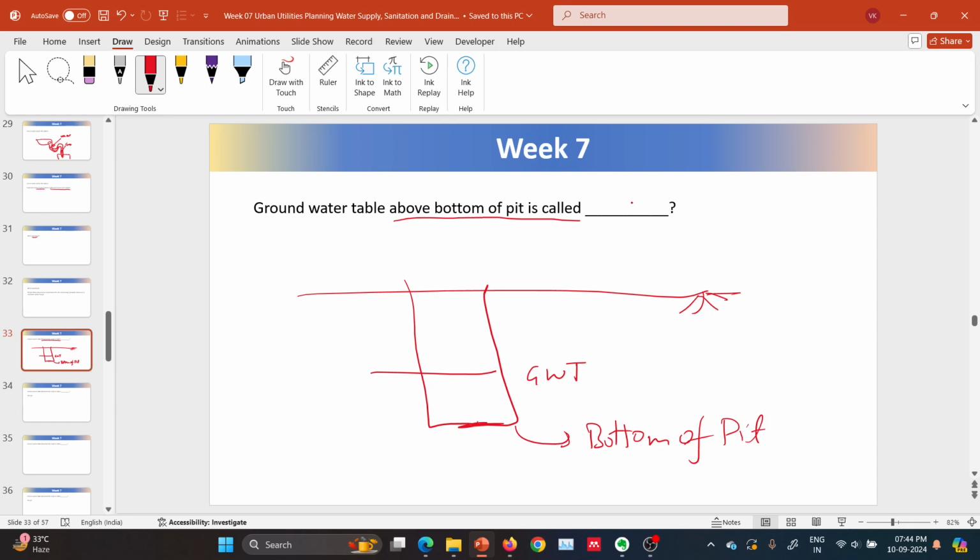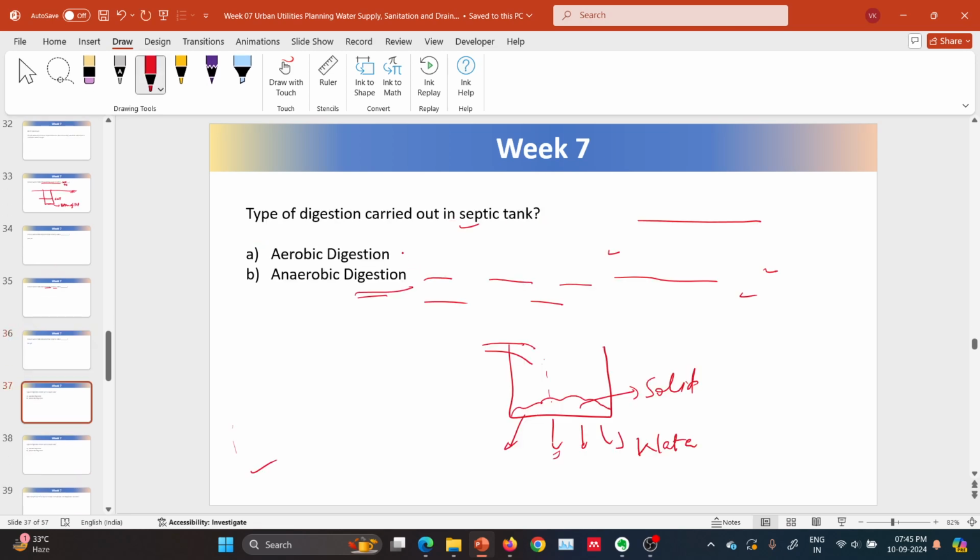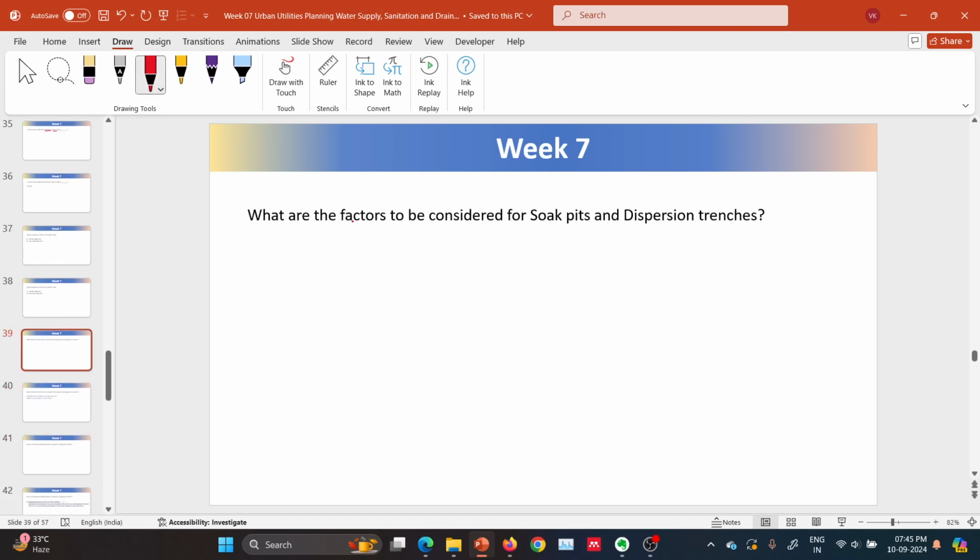So this is called wet pit. Groundwater table above the bottom of the pit is called dry pit. Type of digestion carried out in septic tank. So in septic tank, anaerobic digestion is carried out because the presence of oxygen is less, and that's why it is anaerobic digestion. What are the factors to be considered for soak pits and dispersion trenches?